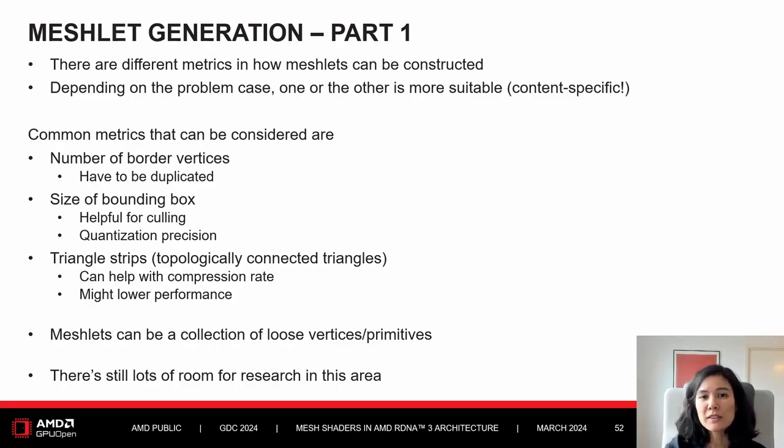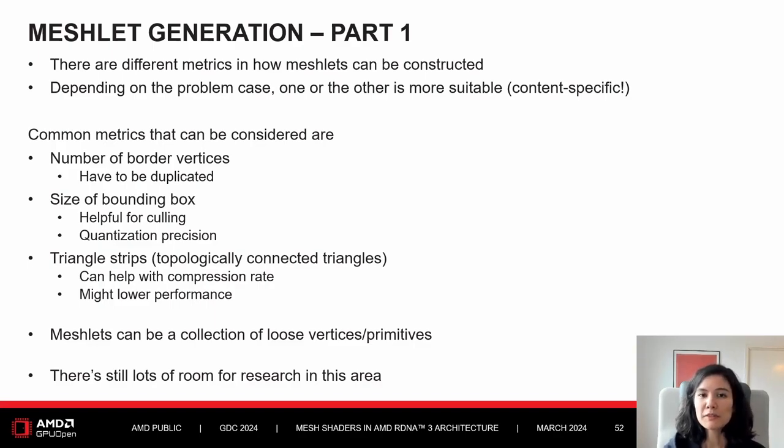However, how well this works out in the end highly depends on your meshlets and how they are generated. This topic of meshlet generation is very complex, and it's also very content specific. Generally, there's still a lot of room for research. But commonly, there are 3 metrics that you should consider when generating your meshlets. The first one is the number of border vertices, for the reason that I just explained: border vertices have to be duplicated, so you want to keep this number as low as possible.